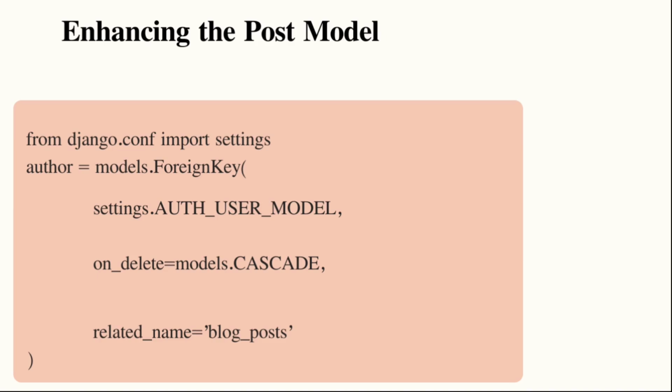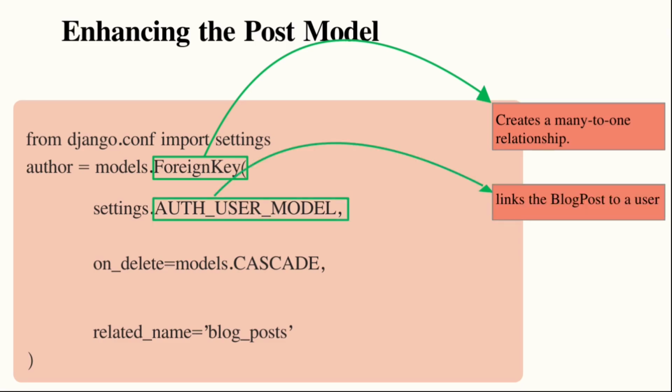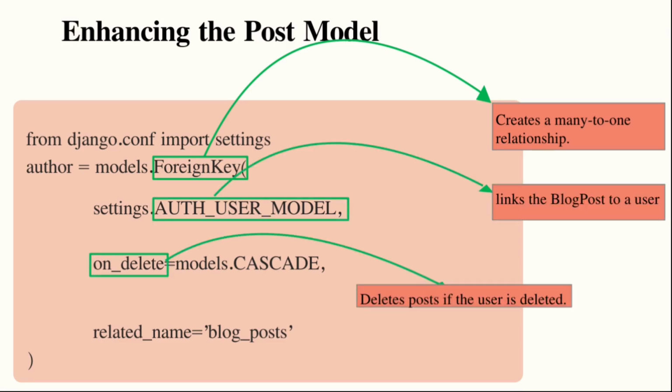First, from django.conf, we are going to import the settings. We are going to define the author field, and the foreign key creates a link between the post model and the Django default user model. On delete, models.CASCADE ensures that if a user is deleted, all their posts are also deleted.